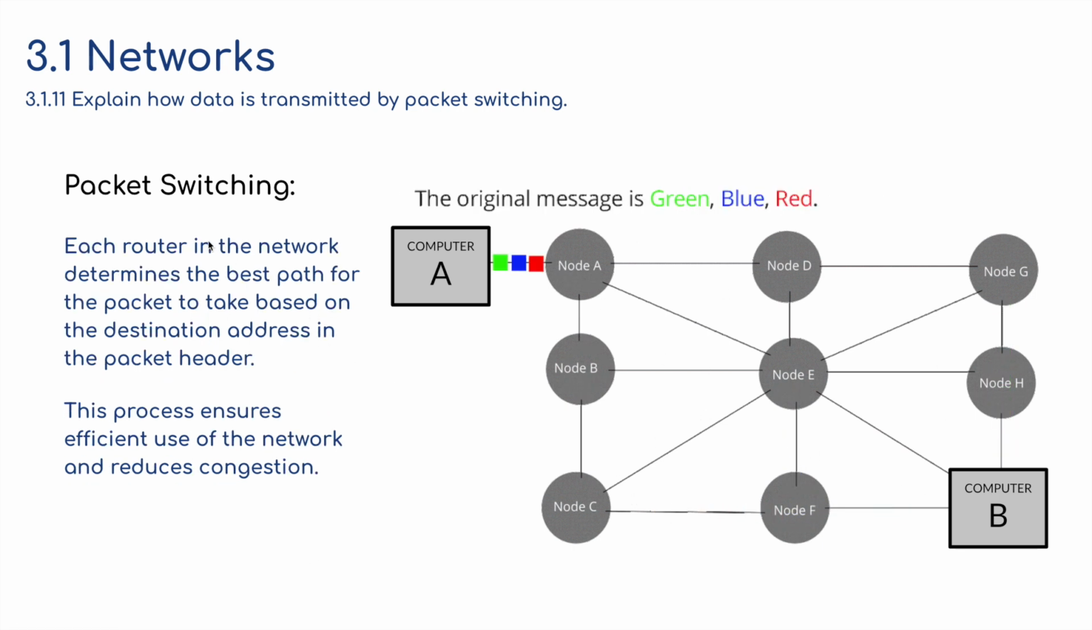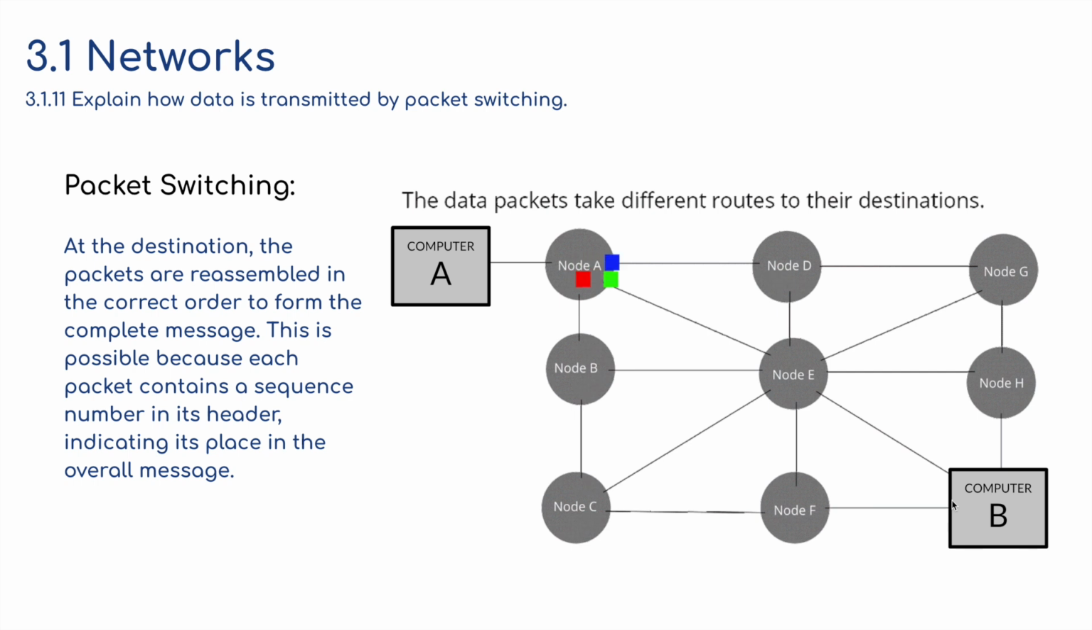So each router in the network determines the best path for the packet to take based on the destination address in the packet header. This process ensures efficient use of the network and reduces congestion. At the destination, at computer B, the packets are reassembled in the correct order to form the complete message. This is possible because each packet contains a sequence number in its header indicating its place in the overall message.